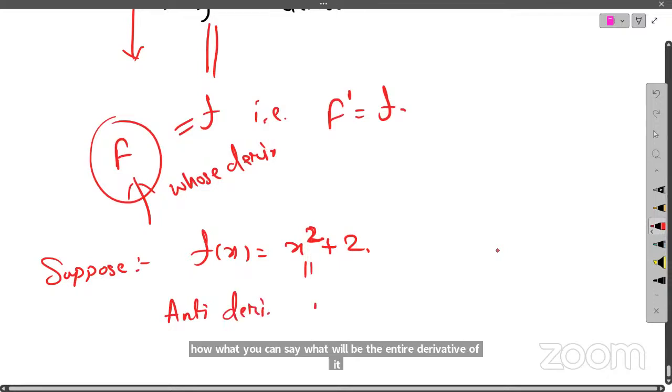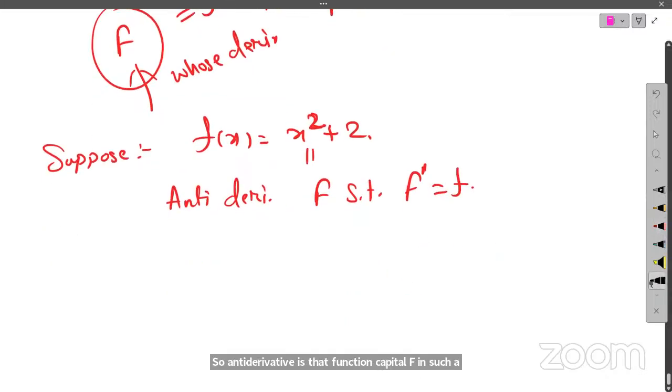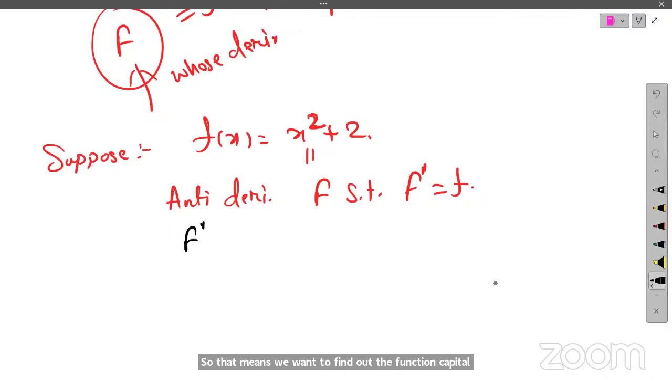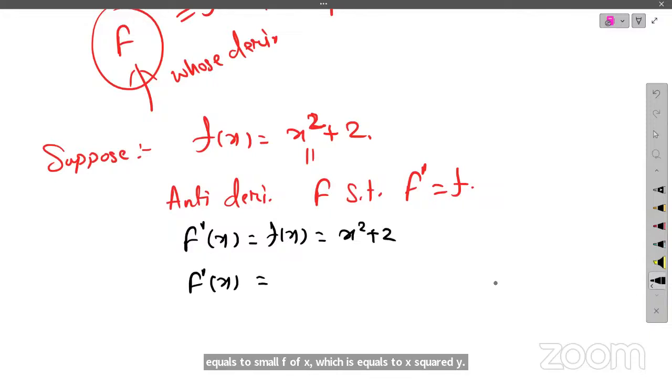So an antiderivative is that function capital F such that capital F dash is equal to small f. That means we want to find a function capital F such that capital F dash of x is equal to small f of x, which is x square by 2. That means capital F dash of x is equal to x square by 2.